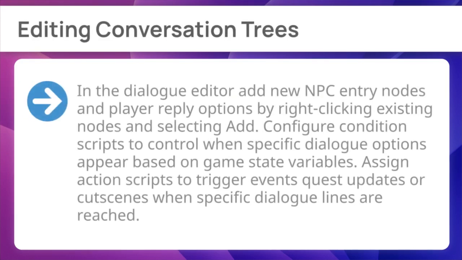Next, editing conversation trees. In the dialogue editor, add new NPC entry nodes and player reply options by right-clicking existing nodes and selecting Add. Configure condition scripts to control when specific dialogue options appear, based on game state variables. Assign action scripts to trigger events, quest updates, or cutscenes when specific dialogue lines are reached.